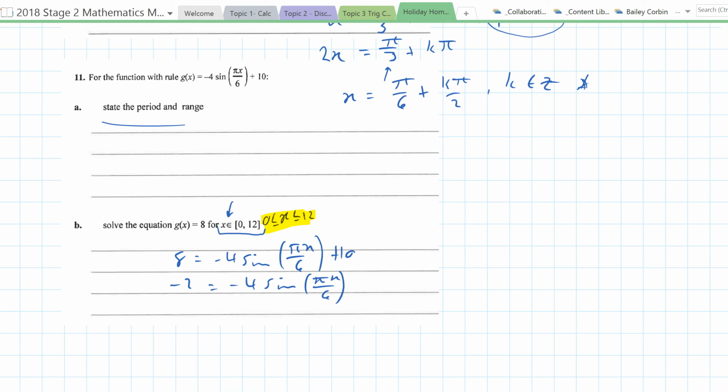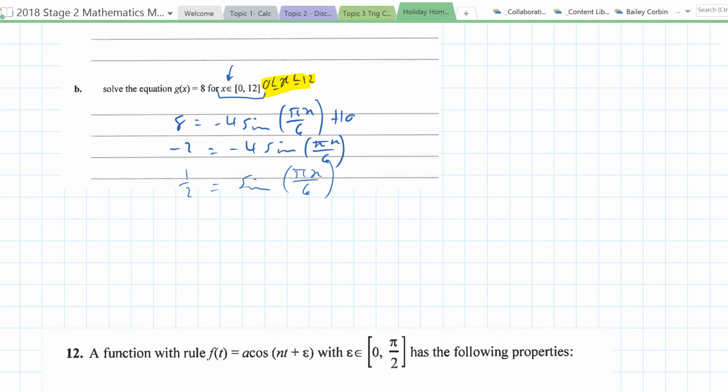Divide both sides by negative 4. You get positive a half equals sine pi x on 6. Alright, so when does sine of what equal a half? You can go back to the table on the previous page. But that there will be equal to pi x on 6 must be equal to pi on 6.